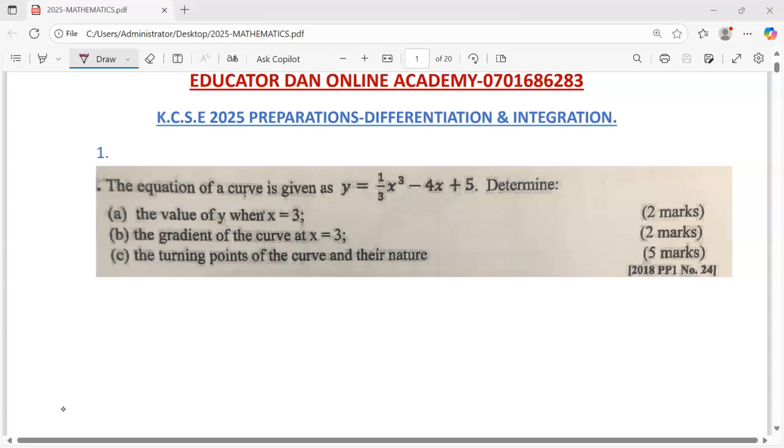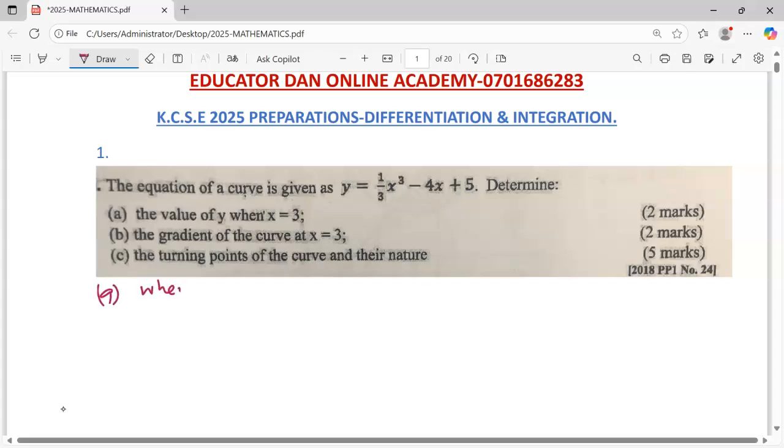We are presenting KCSE 2018 Paper 1 question number 24, a question on differentiation and its applications. The question reads: the equation of a curve is given as y equals a third x cubed minus 4x plus 5. Determine part A, the value of y when x is 3.